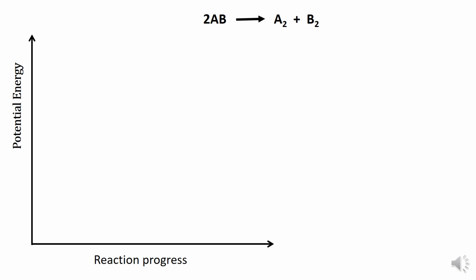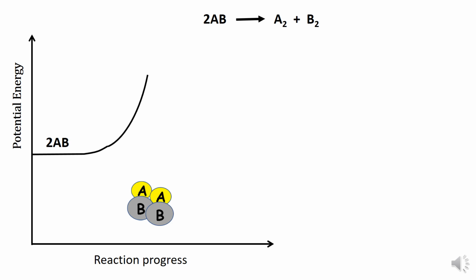Let's use the same example. 2 mole AB produce 1 mole A2 and 1 mole B2. In order to form the product, reactant molecules must collide. During the collision, kinetic energy is converted to potential energy. That is potential energy of the reactant molecules. The height of the potential energy barrier is called activation energy.